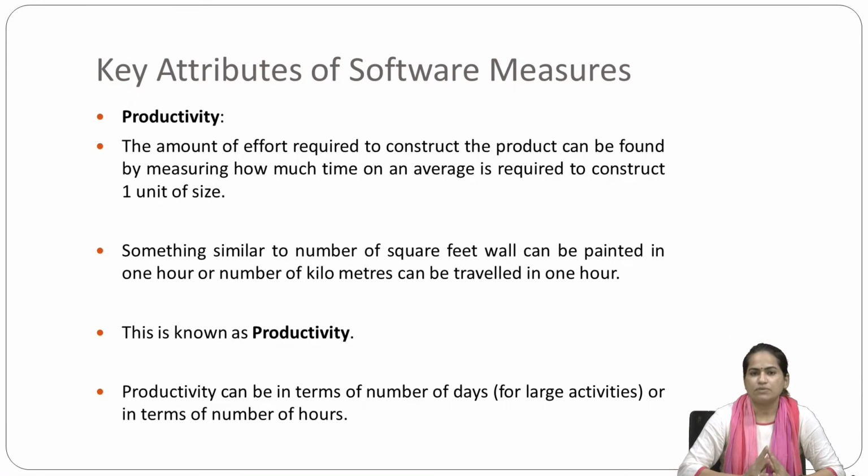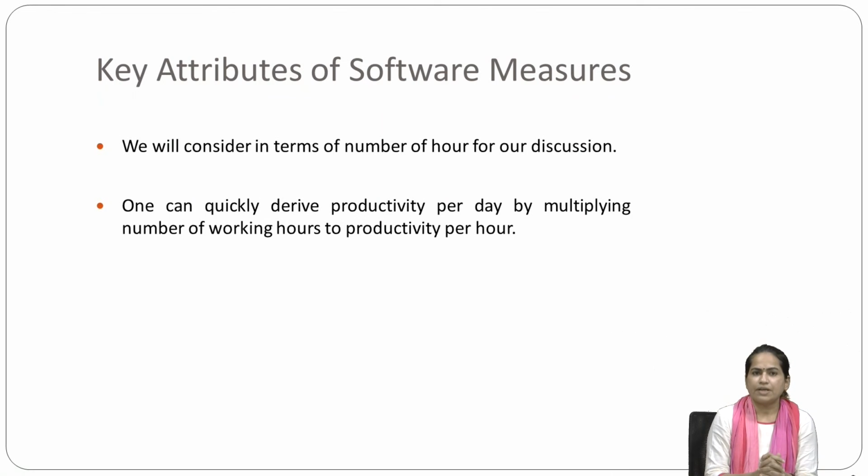Productivity can be in terms of number of days for large activities, or in terms of number of hours. If the activity is small, we can consider it in hours, and if the activity is large, it will be considered in days. In general, the time duration we require to get the complete product can be considered as productivity. For our discussion, we will consider only the number of hours required for completion of the project.